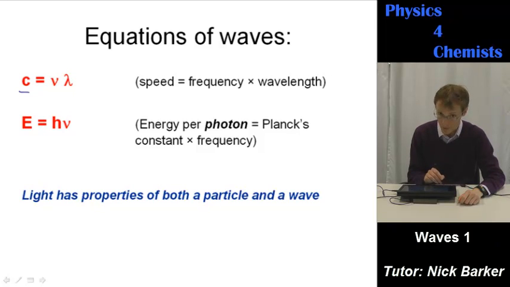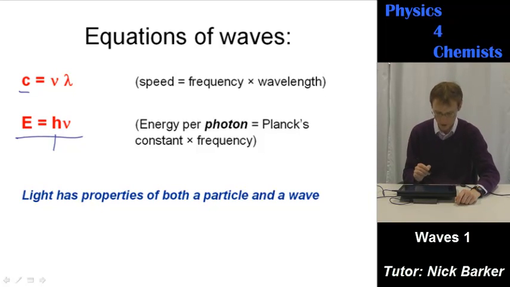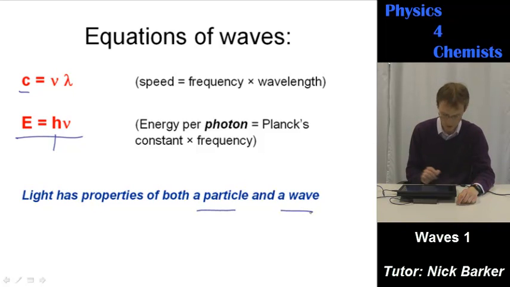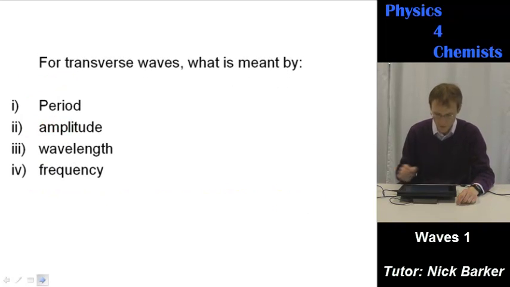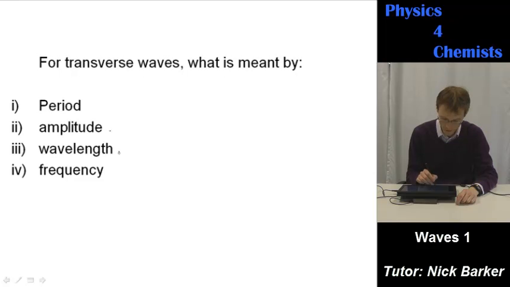Energy carried by a wave, this is the Planck equation: energy per photon is Planck's constant, which you can look up, scary number, times the frequency of the wave. And we know that light has properties of both a particle and a wave, wave-particle duality. For transverse waves, we need to think about what is meant by the words period, amplitude, wavelength, and frequency.